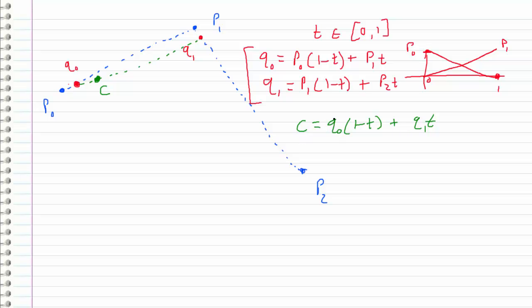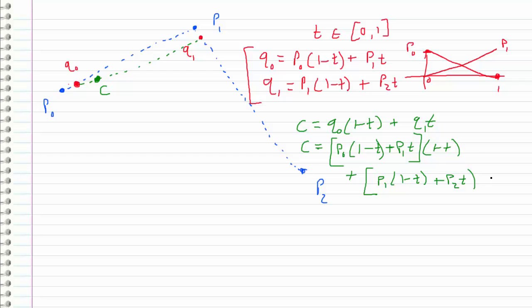And now since we have expressions for Q0 and Q1, since they are moving, they are also functions of t, let's go ahead and substitute in for them. So we have C is equal to P0 times 1 minus t plus P1 times t, and all that, which is Q0 times 1 minus t, and then plus Q1, which is P1 times 1 minus t plus P2 times t, all that times, just a t.